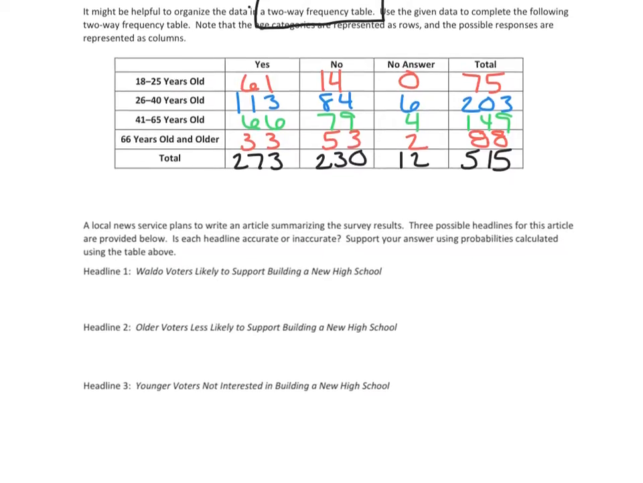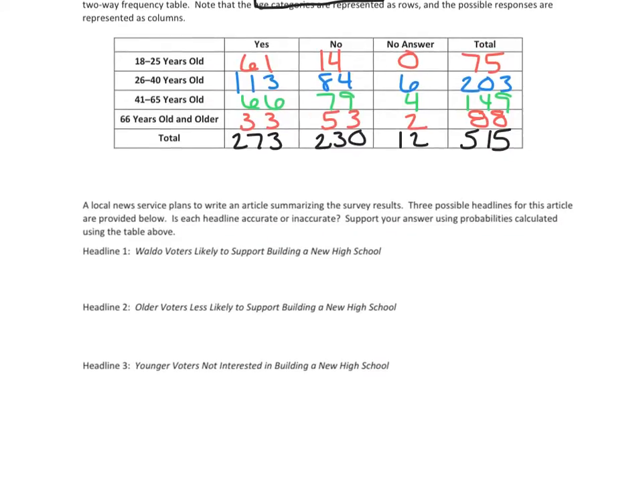So these 3 headlines are possibilities. Waldo voters are likely to support building a new high school. Older voters are less likely to support building a new high school. Or younger voters are not interested in building a new high school.